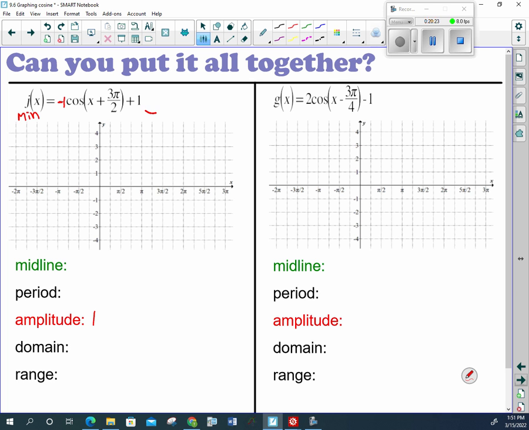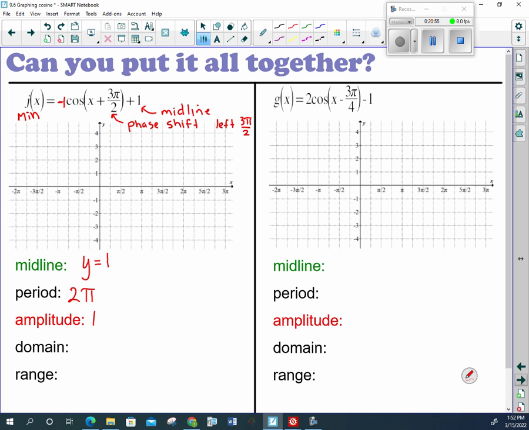Here's my midline. And this one's my phase shift. So our midline is going up 1, so it's going to be y equals 1. Our phase shift is going left 3 pi over 2. So we don't have a spot for that, but we are going to go left 3 pi over 2. And the period is 2 pi. We're not doing any period changes today.